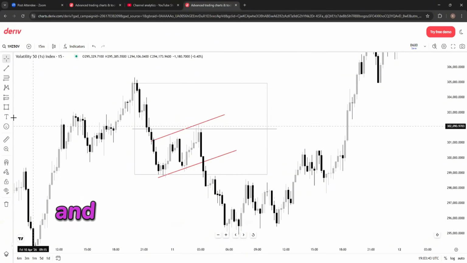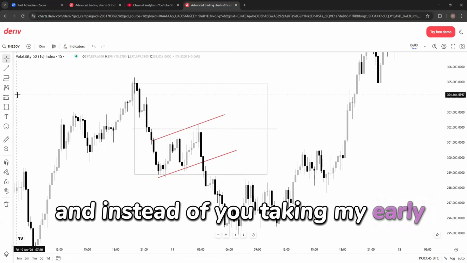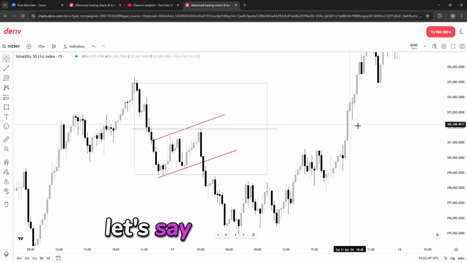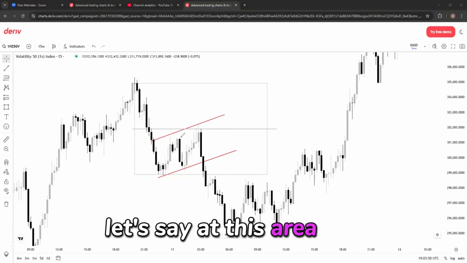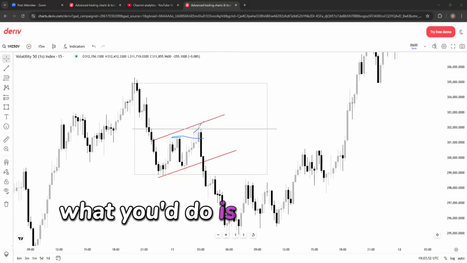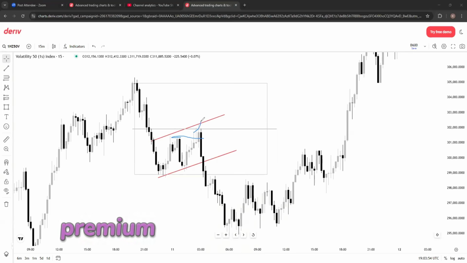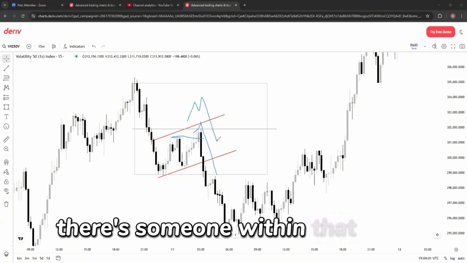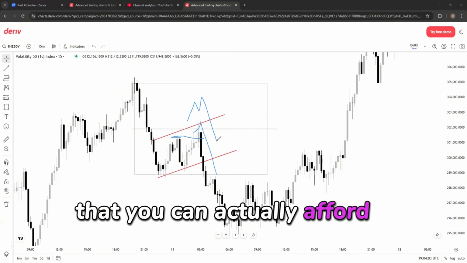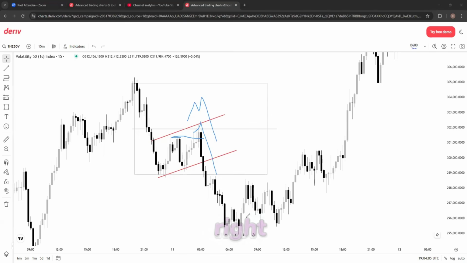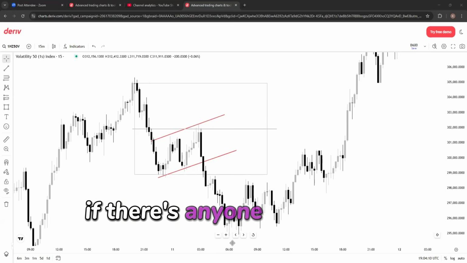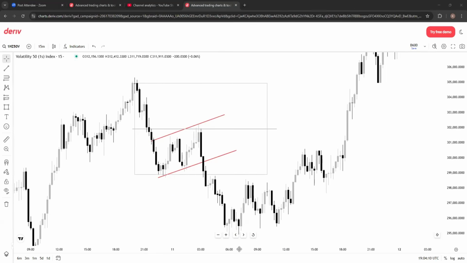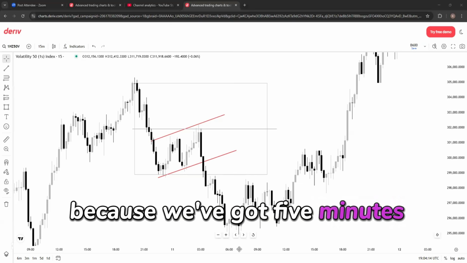And instead of taking my early entries, let's say it's this area, what you do is wait for price to get into the premium level and then you sell it. At least now you know, even if it drags you a bit within that premium level, there's somewhere within that range that you can actually afford to hold your trade. I hope we are understanding. If there's anyone now with a question, you can ask, because we've got 5 minutes remaining.